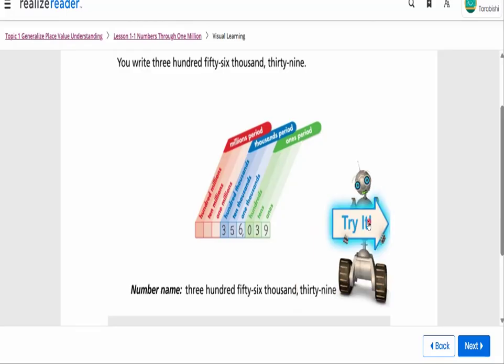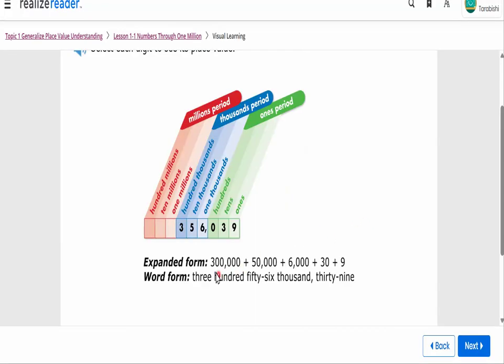Let's go ahead and try it out. And so here we can see that using our place value chart, we're able to identify exactly what value each digit has. Yes, there's a 3, a 5, a 6, a 0, a 3, and a 9, but because of their positioning, that's how we know what the value of it is. That's why we say 300,000 plus 50,000, 6,000 after that.